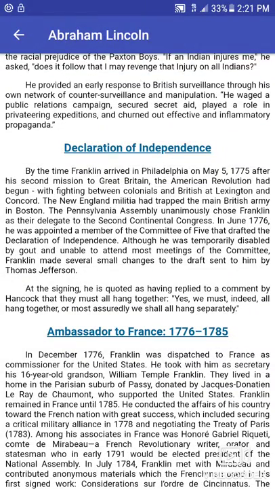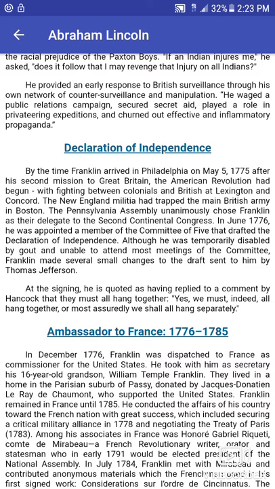By the time Franklin arrived in Philadelphia on May 5th, 1775, after his second mission to Great Britain, the American Revolution had begun, with fighting between colonials and British at Lexington, and in Boston. Did I read that right? No. And in Concord. The New England military had trapped the main British army in Boston. The Pennsylvania Assembly unanimously chose Franklin as their delegate to the Second Continental Congress.